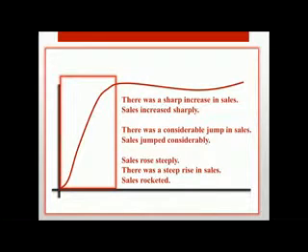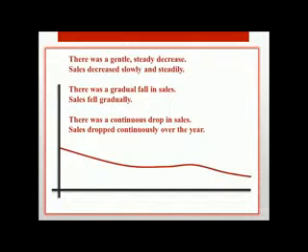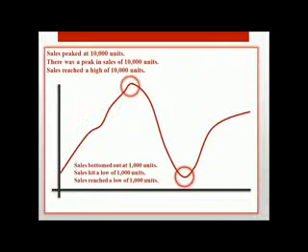Sales rocketed. There was a gentle, steady decrease. Sales decreased slowly and steadily. There was a gradual fall in sales. Sales fell gradually. There was a continuous drop in sales. Sales dropped continuously over the year.